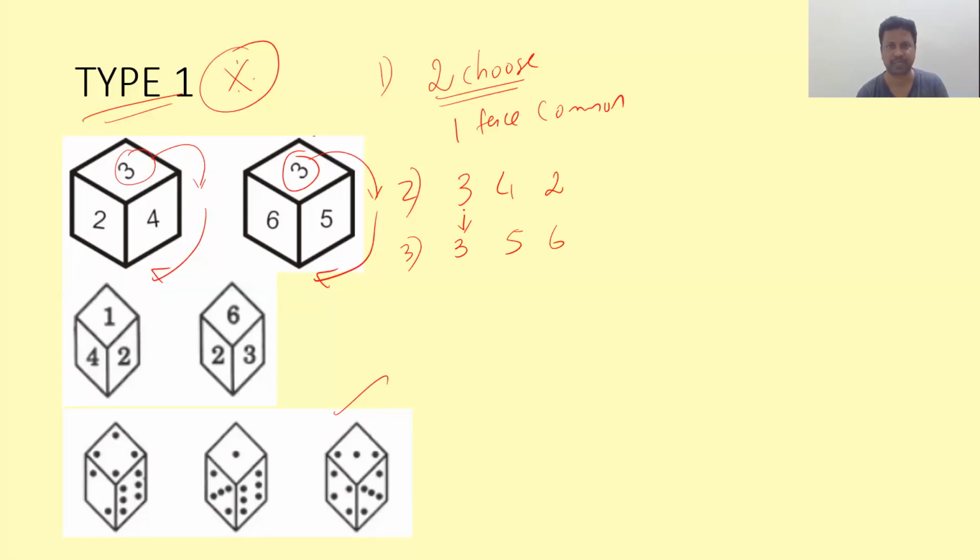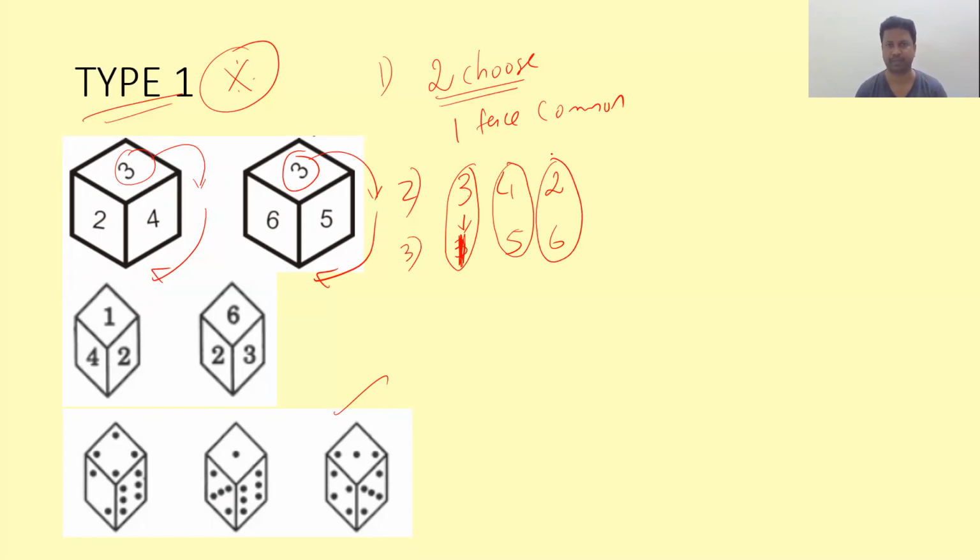So the third step is replace any one of the common with the missing face. So 1 is missing here. So we can replace the common with the missing. Now we can say 3 is opposite to 1, 4 is opposite to 5, and 2 is opposite to 6.